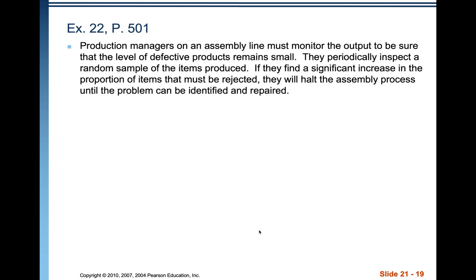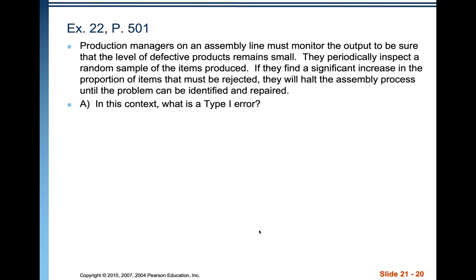Production managers on an assembly line must monitor the output to be sure that the level of defective products remains small. They periodically inspect a random sample of items produced. If they find a significant increase in the proportion of items that must be rejected, they will halt the assembly process until the problem can be identified and repaired. So in this context, what is a type 1 error?